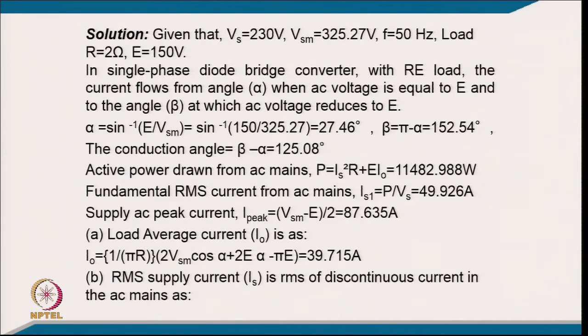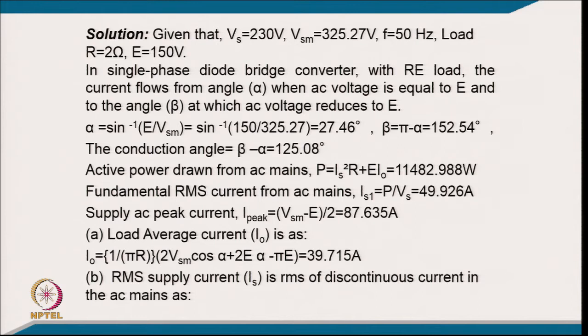Coming to the numerical part, given that Vs equals 230 volt and Vsm, the peak of the supply voltage, is root 2 into 230, that is 325.27, frequency f equals 50 hertz, load R equals 2 ohm and E equals 150 volt. In a single phase diode bridge converter with an RE load, the current flows from angle alpha, when the AC voltage equals E, to the angle beta at which the AC voltage reduces to E.